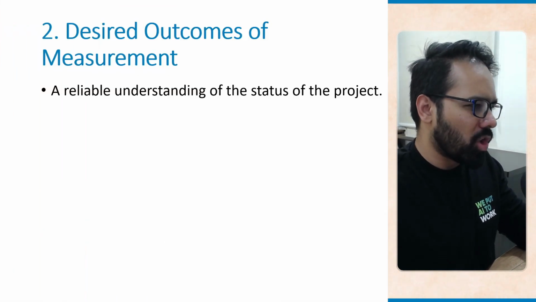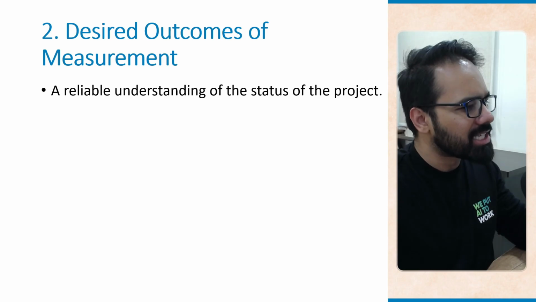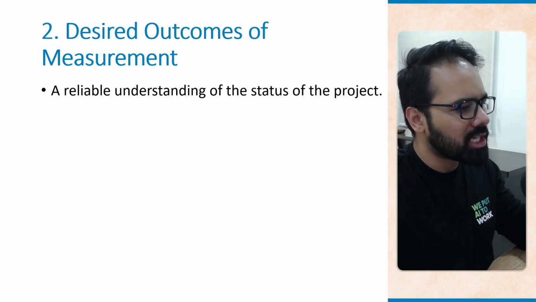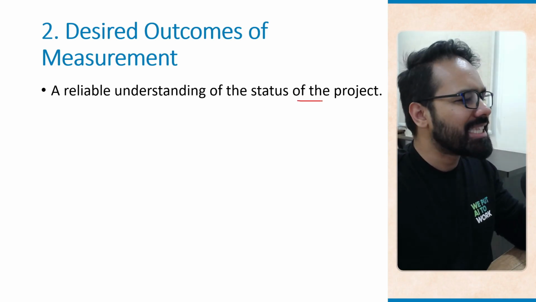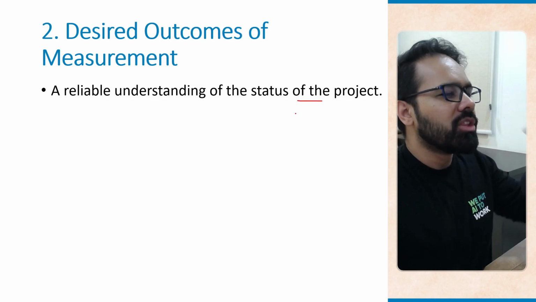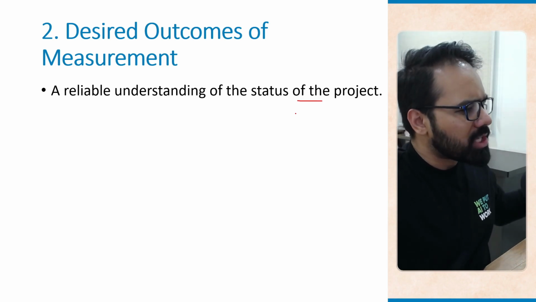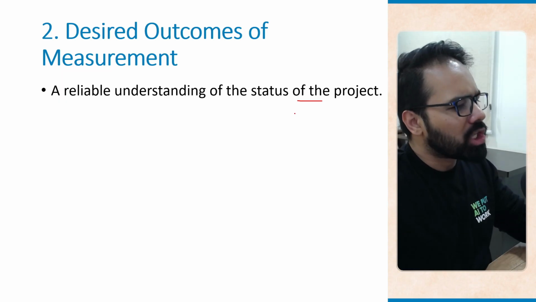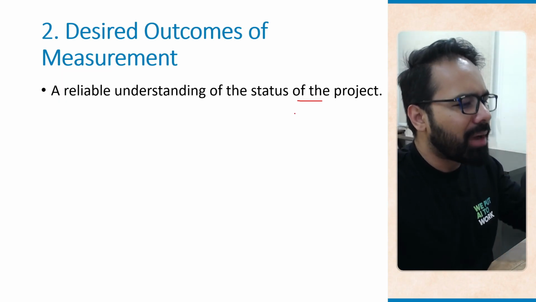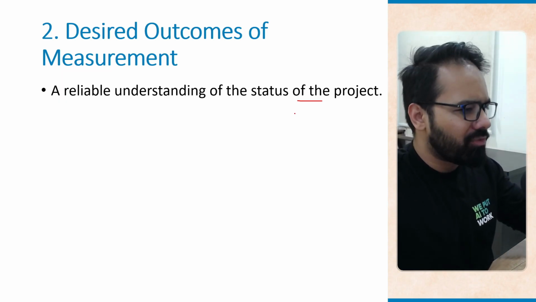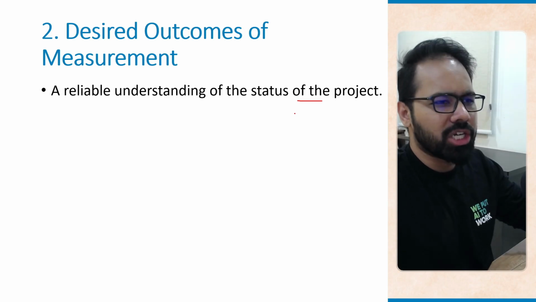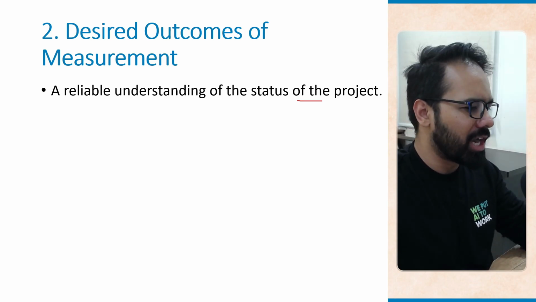Desired outcomes of measurement. A reliable understanding of the status of the project means everyone has the same view of the progress of the project. For example, in the e-commerce website project, the dashboard should clearly show if we are meeting milestones like homepage development or checkout integration or payment gateway integration and whatnot.